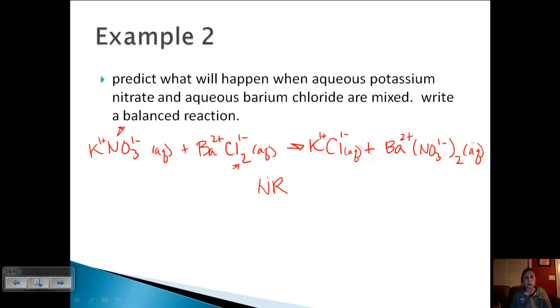We have everything is aqueous. So basically what's really going to happen is that because these things are aqueous, they're all going to be as their ions. We're going to have some potassium floating around, some nitrate floating around, some barium, some chlorine. They're not going to form products at all. And so we would say no reaction.